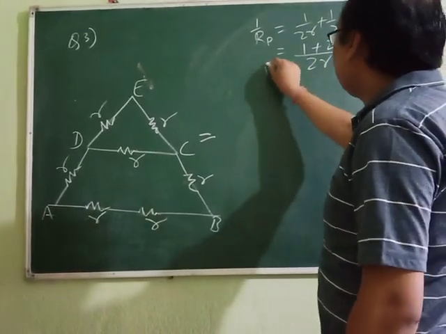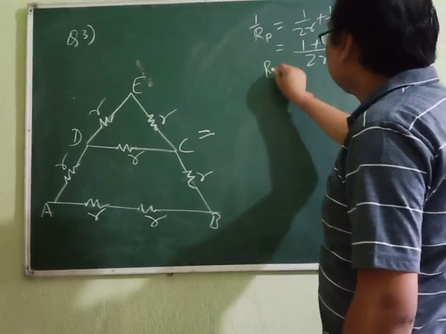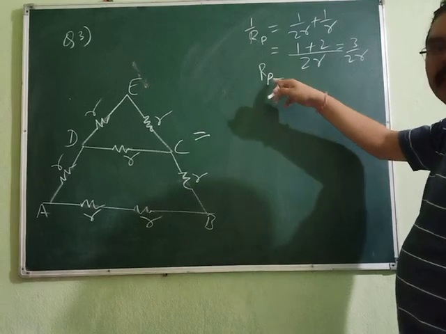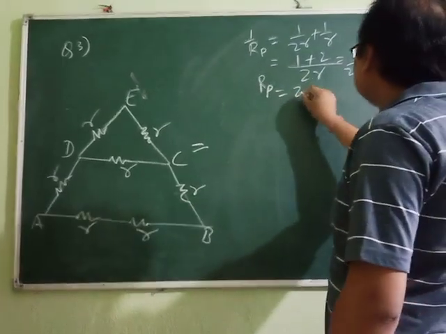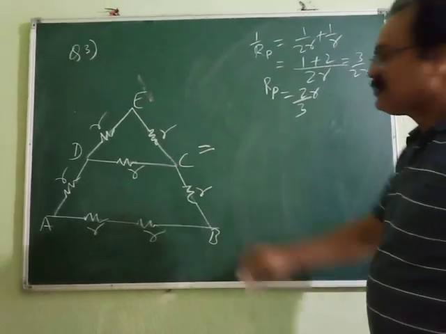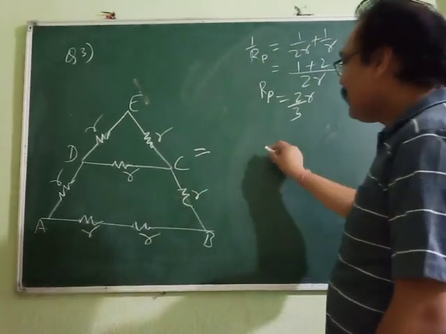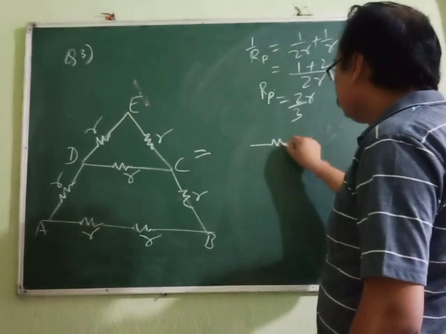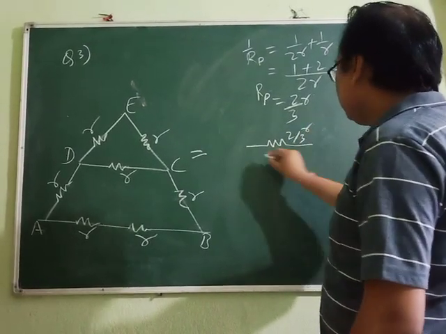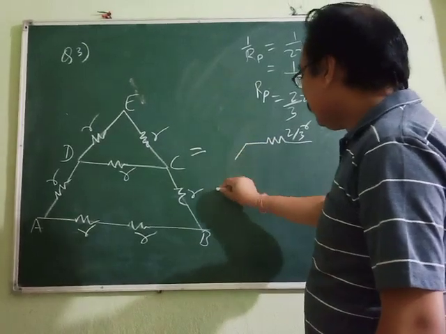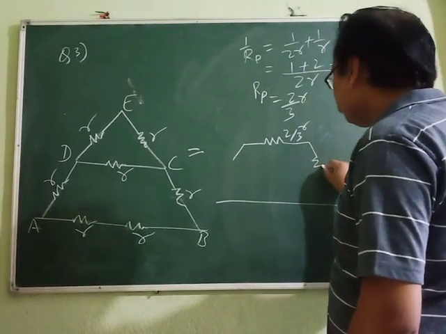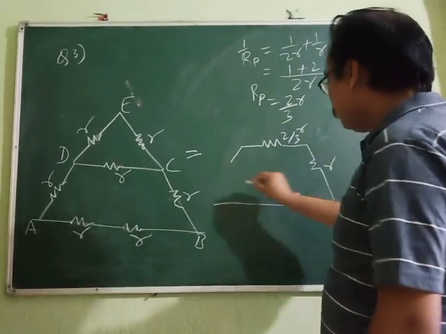Okay. So equivalent resistance in parallel is how much? Invert this because we have inverted 1 by Rp. So how much you will get? 2 by 3. 2R by 3. That is equivalent resistance. So circuit can be again redrawn like this. It is 2 by 3 R, and this is like this. Again R here, and R here, and R here.